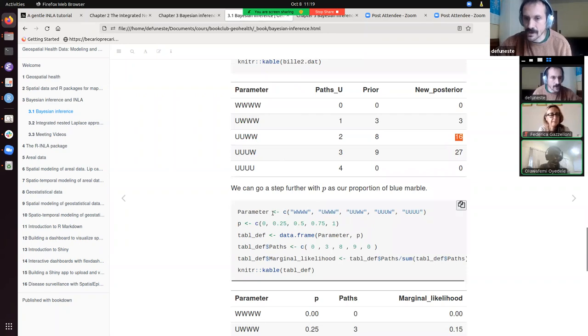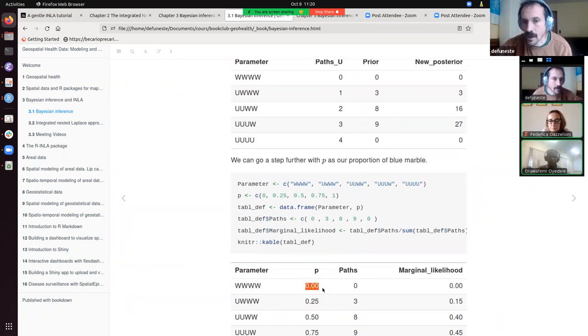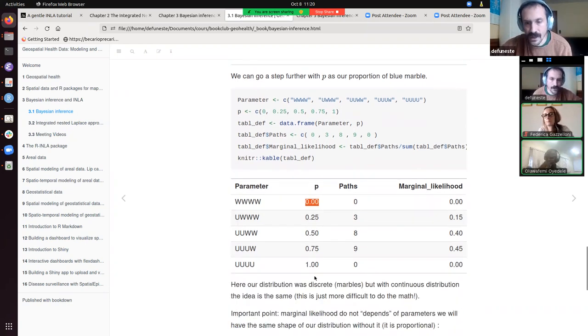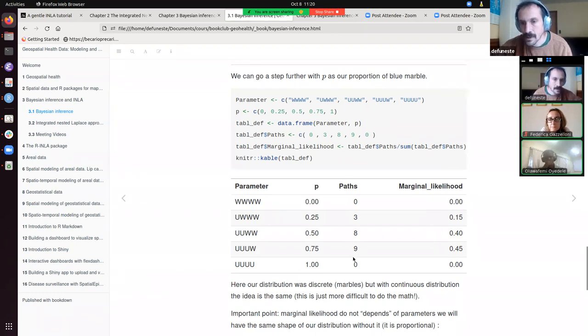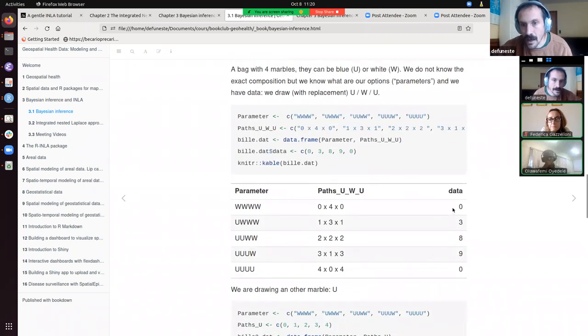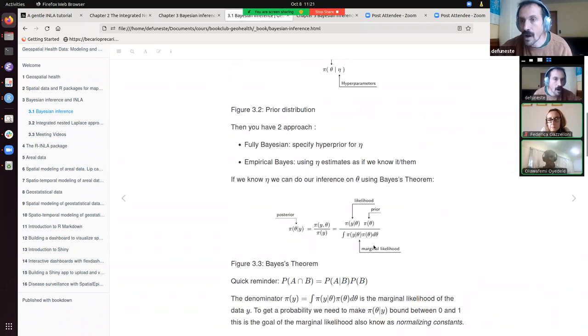Okay, let's rephrase that. We can go a bit further. Instead of having this number of paths, we can frame it as p, which is the proportion of blue marbles. If I go with it, this is zero. The probability is zero. I do not have blue marbles. If it's here, the probability is one. It's four, and everything is like that. So if we multiply the probability by the paths, we get the marginal likelihood of it. It's not exactly the marginal. We get the path divided by the sum of the paths. So it's just like 3 divided by 3 plus 8 plus 9. I don't know if it makes sense a bit more. This is the marginal, the sum of every possible option we get.